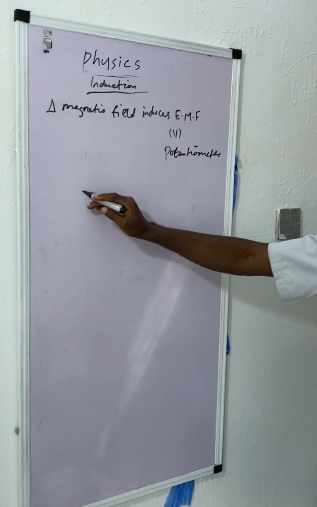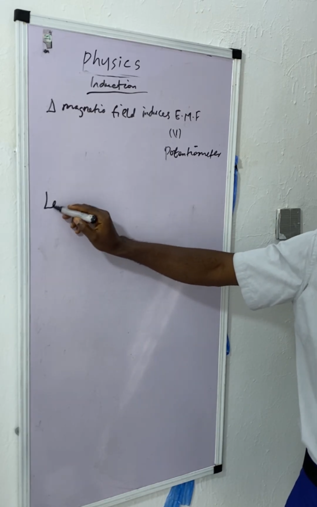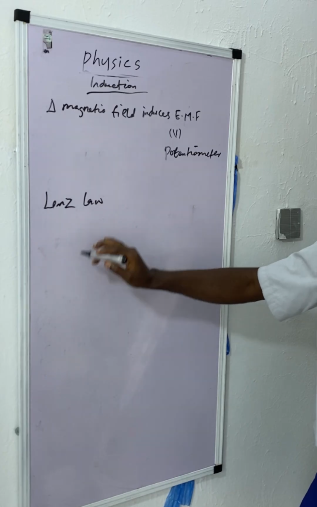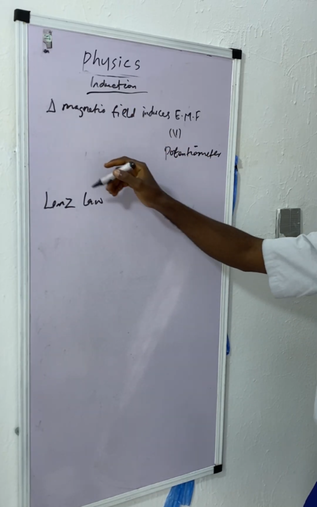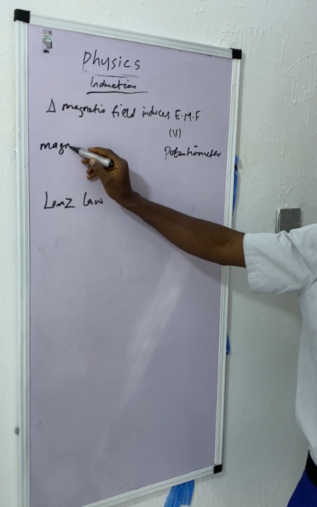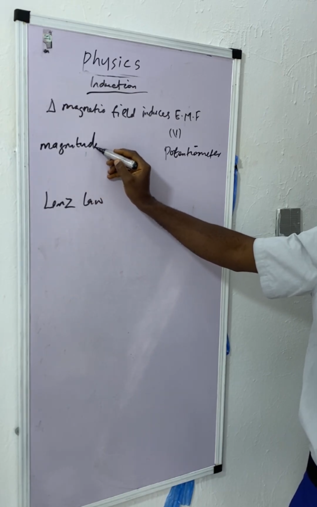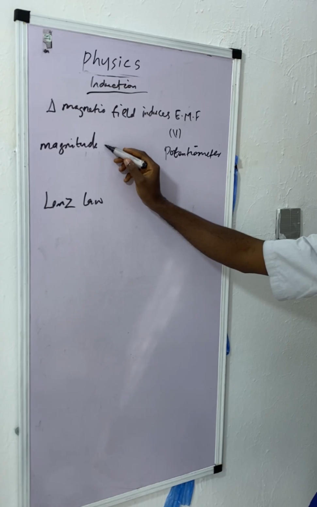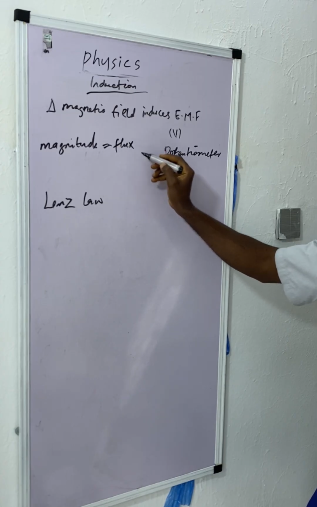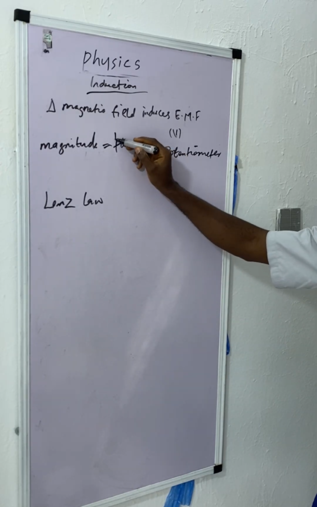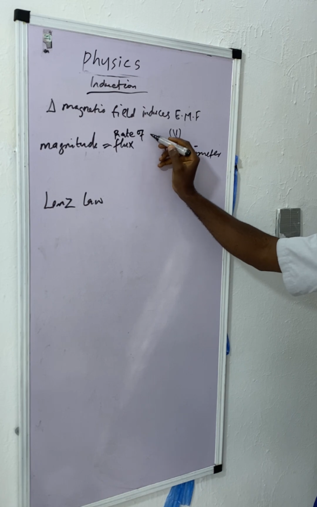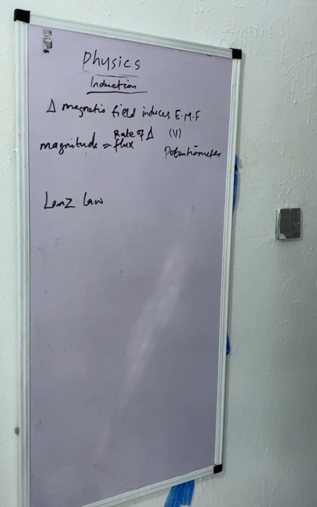So this pushes us into Lenz's law. Because of what Faraday stated, that magnetic field induces EMF, the magnitude of the EMF, that's the strength of the EMF, is directly proportional to what? Flux, or the rate of change of the flux. That's what is going to determine the EMF.